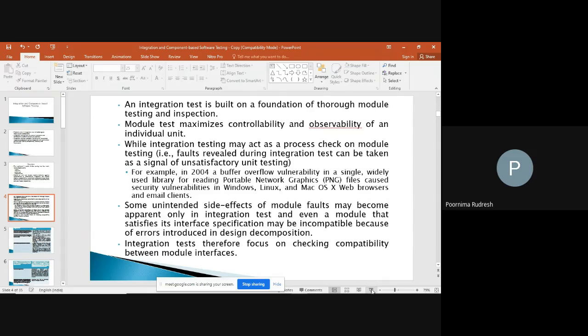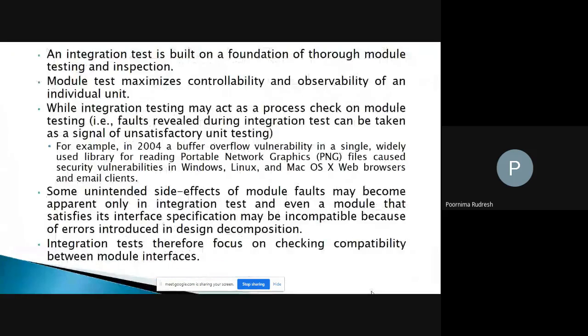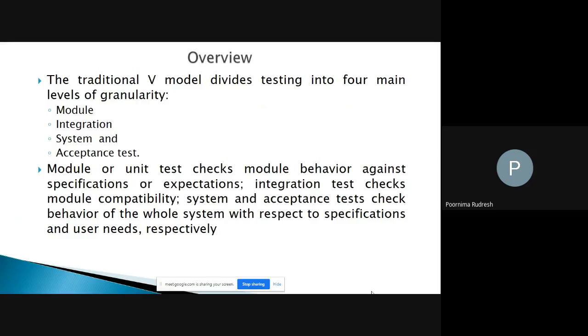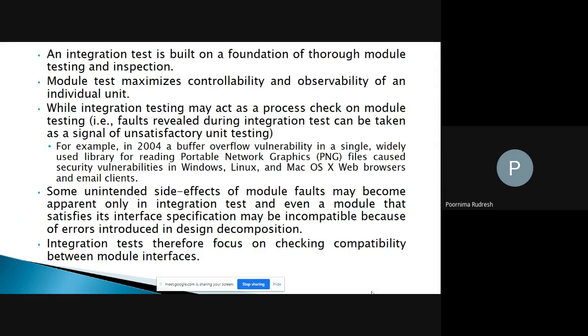Okay, the integration test is built on a foundation of thorough module testing and inspection. The module test maximizes controllability and observability of an individual unit. As I explained in the previous slide, there are module test, integration test, system test, and acceptance test, right? And how these tests are built. So the integration test is built on the foundation of thorough module testing and inspection, whereas the module test maximizes the controllability and observability of an individual unit.